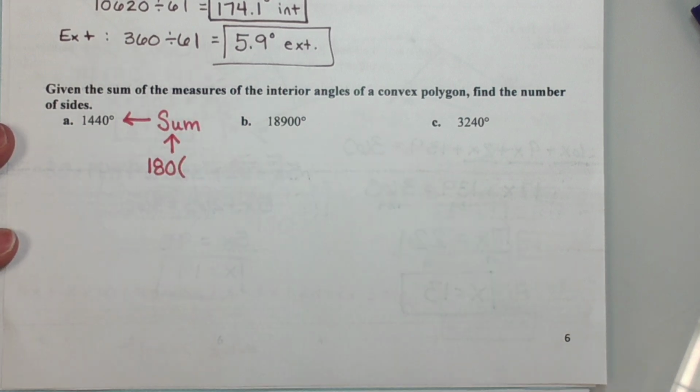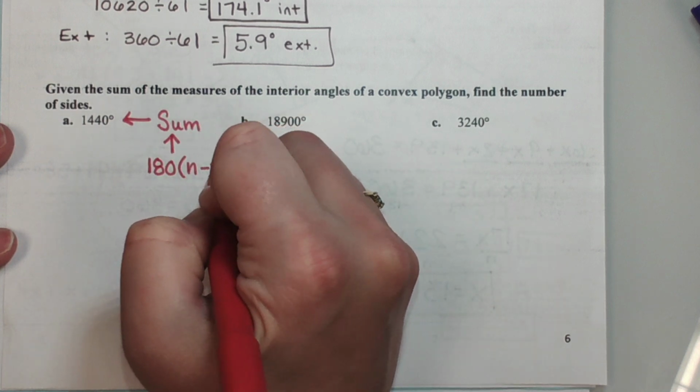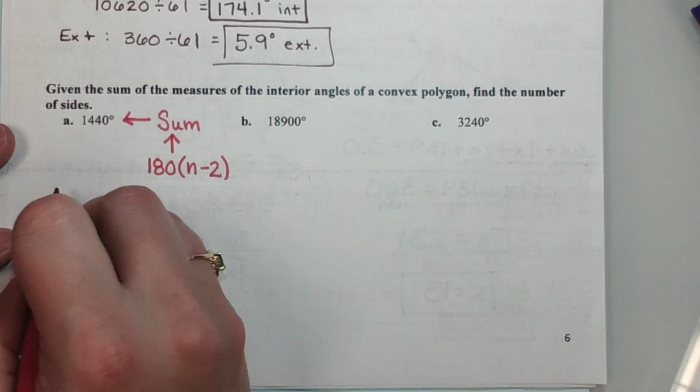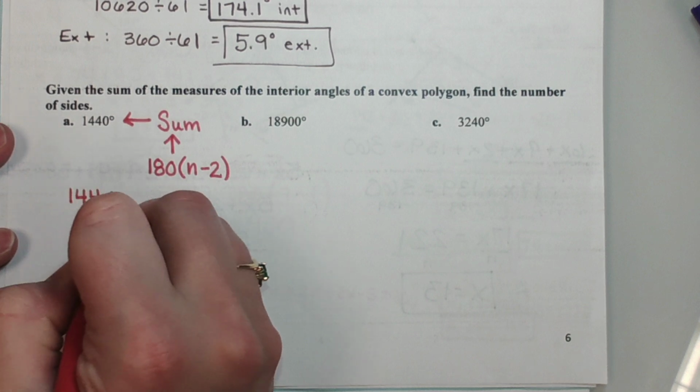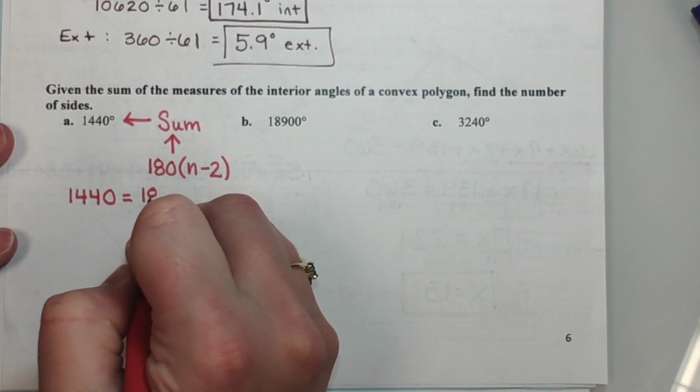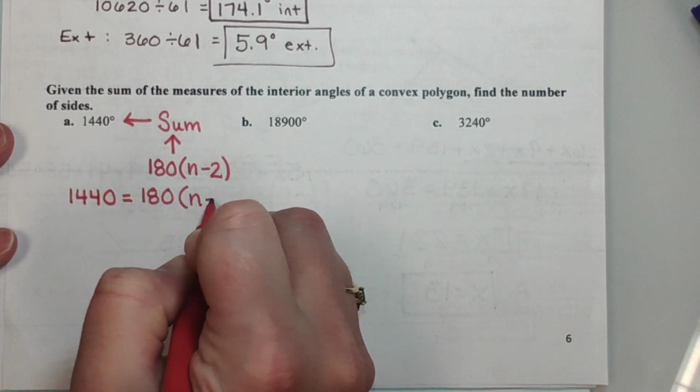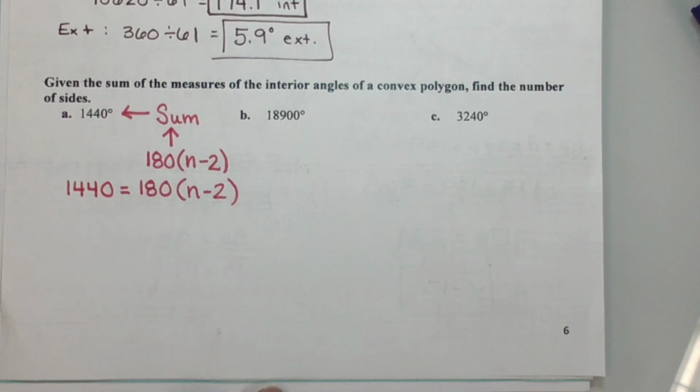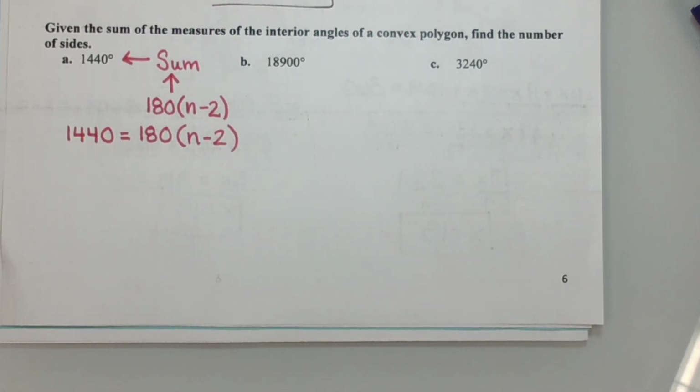180 parentheses n minus 2. In other words, 1440 equals 180 parentheses n minus 2. And it wants you to solve. So, how are we gonna get the answer? What is the n of it? You're solving for n.